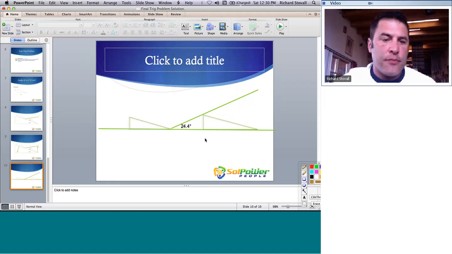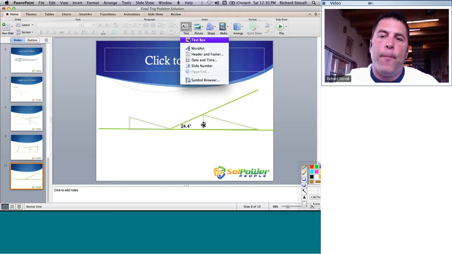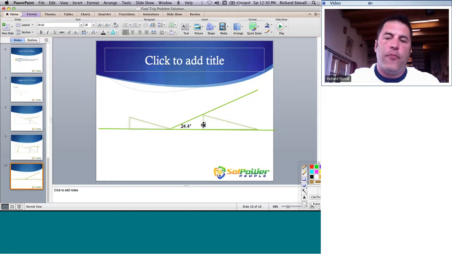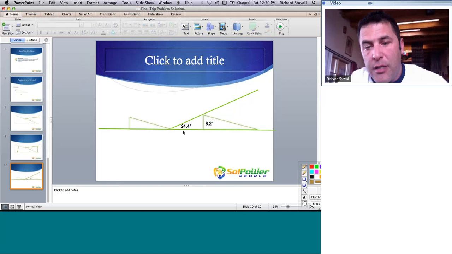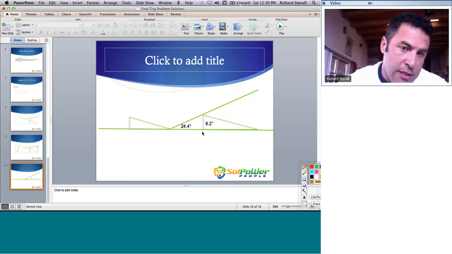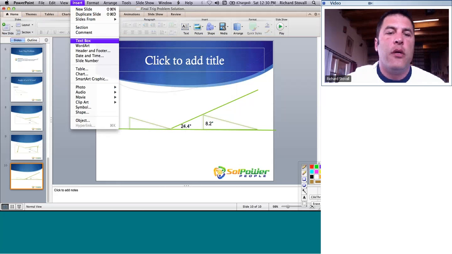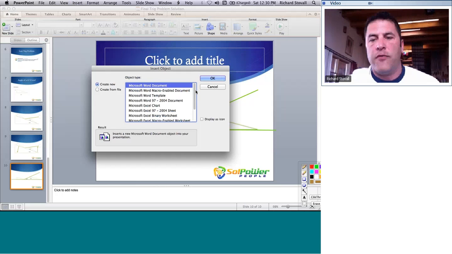So if we know that the side is 8.2 inches, and we're trying to solve for the adjacent, which is the length of the shadow here, we have the opposite, and we need the adjacent, so we're expected then to use the tangent function. Okay, so we'll insert object, Microsoft equation.